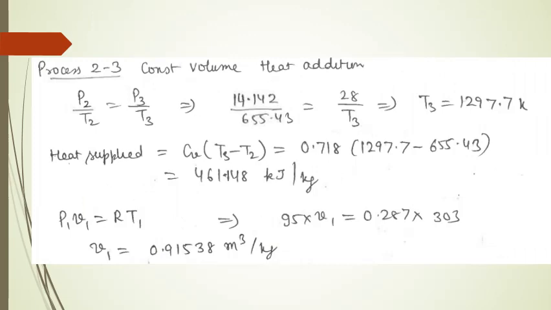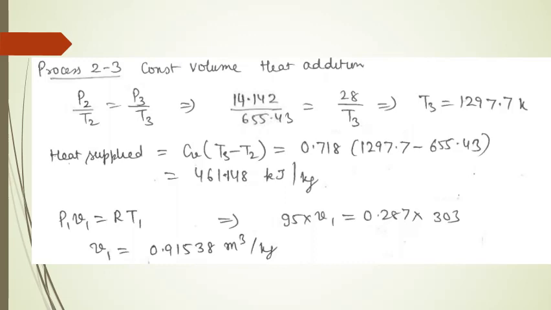Now for the constant volume heat addition process, that is indicated by the process 2 to 3, P2 upon T2 equals P3 upon T3. So with this we get the value of T3 equals 1297.7 Kelvin. Now heat supplied during the constant volume heat addition process is equal to Cv into dT, that is Cv into T3 minus T2, and that comes out to be 461.148 kilojoule per kg. Now with the help of the state equation, that is P1 V1 is equal to RT1, the value of V1 comes out to be 0.91538 meter cube per kg.